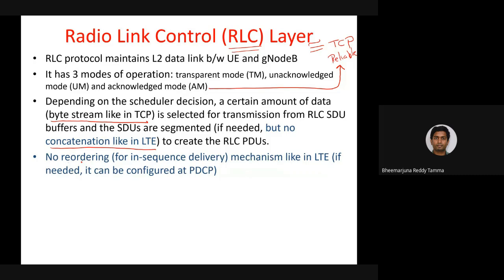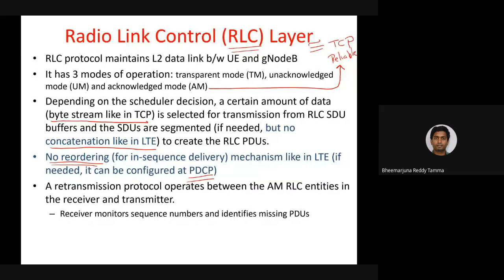And one other thing that is not defined in 5G, which is there in 4G, is that in 4G, RLC does the reordering. That means it guarantees in-sequence delivery. But in 5G, the RLC layer doesn't do any reordering. If at all you want reordering, that means guaranteeing in-sequence delivery, you have to rely on the PDCP layer. So PDCP does the in-sequence guarantee, but the RLC layer no longer does in-sequence delivery.